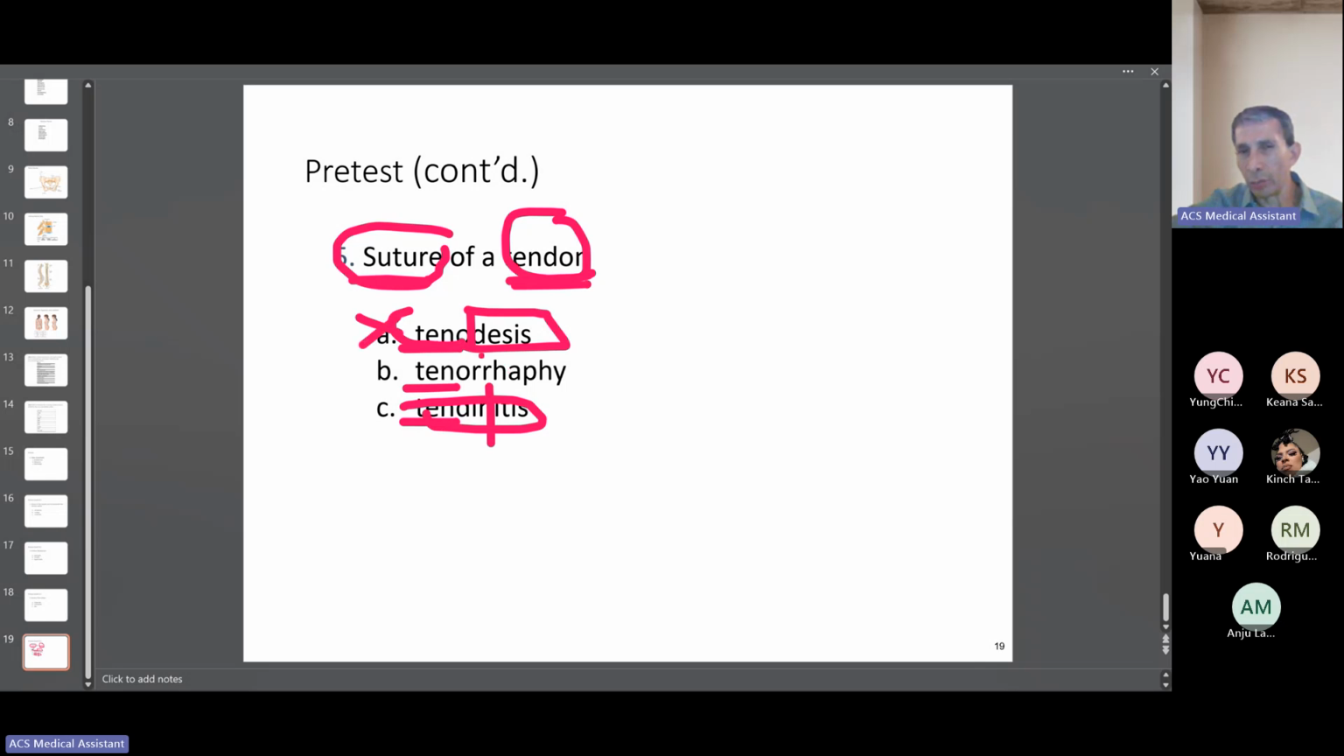So tenorrhaphy, raphy means sutures. Raphy means to suture something. So tenorrhaphy is suturing the tendons. The tendons got cut off, so now we're putting it together through sutures. We're going to put stitches. Sutures means stitches. So that's basically what it is.